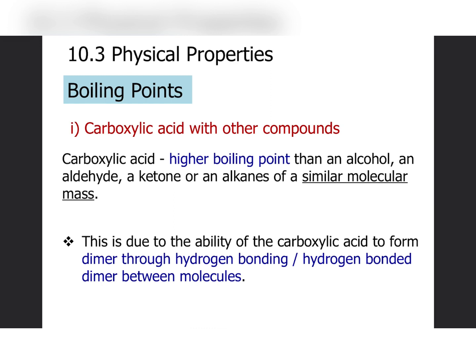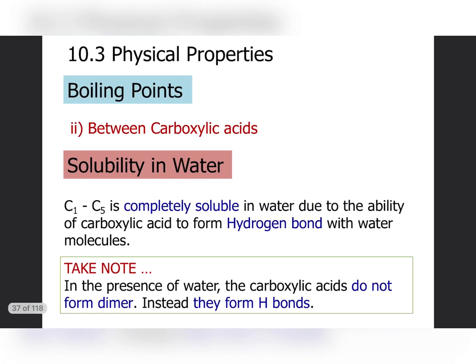Okay, so why is this? Kenapa carboxylic acid will has the higher boiling point ataupun highest boiling point among them all? So this is because of the ability of the carboxylic acid to form dimer through hydrogen bonding, ataupun you can say the ability of the carboxylic acid to form hydrogen bonded dimer between molecule. Okay, so I think the second much easier to understand. Okay, so apa tu dimer? Nanti kita akan tengok after this. Alright, so nanti kita akan tengok juga solubility in water.